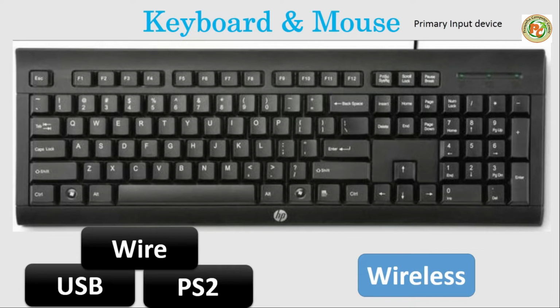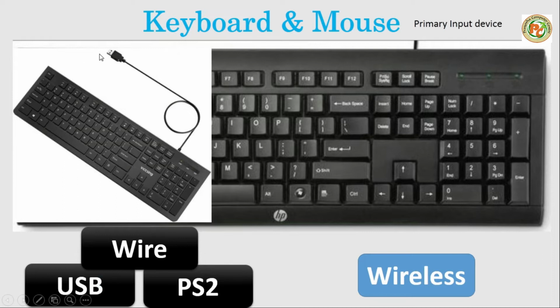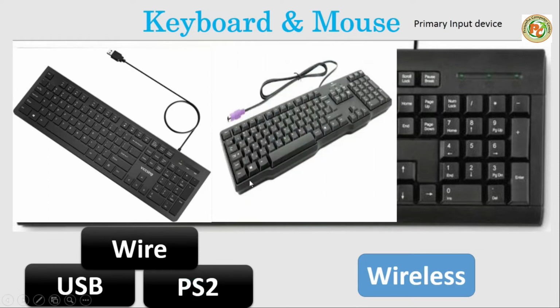Okay, so there are mainly two types of keyboard, wired and wireless. Wired keyboard has two types, USB and PS2. USB means it has a separate USB connector like this, you can attach it to the computer, on the laptop or the CPU. This is called the USB keyboard. USB stands for universal serial bus. Now PS2 is the oldest generation of the keyboard. This is the newest generation.